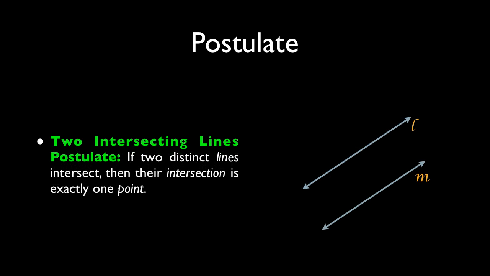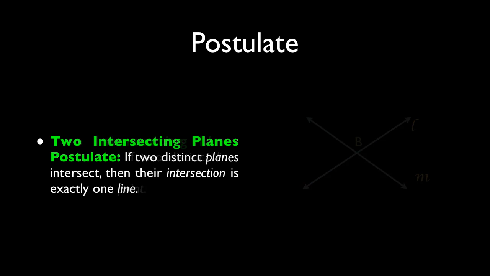This is the 2 intersecting lines postulate. If 2 different lines intersect, then they're going to intersect in exactly one point. Notice here, lines L and M intersect at exactly one point. Once again, if they were to intersect in more than one point, one of them would have to be curved like in our last example. So again, we can accept this as true because we can see that it works.